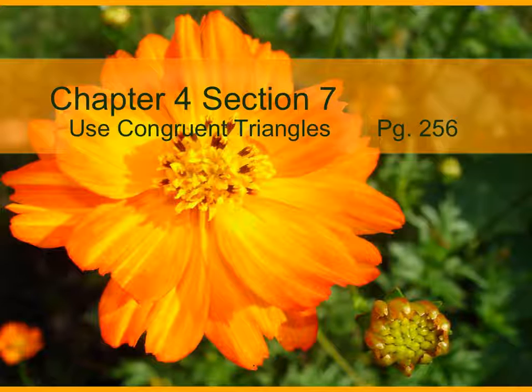So section 7, we're going to be using congruent triangles. First we're going to prove that the triangles are congruent using one of the 5 shortcuts: side, side, side; side, angle, side; hypotenuse, leg; angle, angle, side; or angle, side, angle. One of those 5. Once we prove they're congruent, we can go back and prove that any other piece that didn't have a congruency mark is congruent.